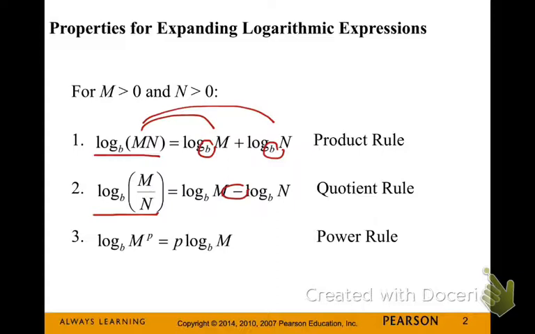The last rule that we want to learn here is the power rule. Remember, power is just another word for exponent. The power rule says that if we are taking log base b of m to some power p, then we can take that power and put it out in front by multiplying. So think about power as a superpower. It's like flying, so it's just going to fly out in front.